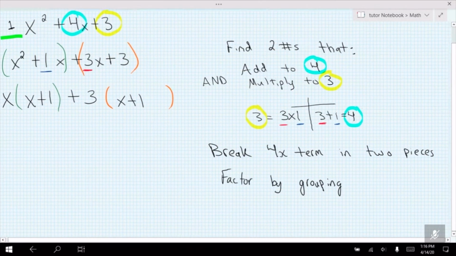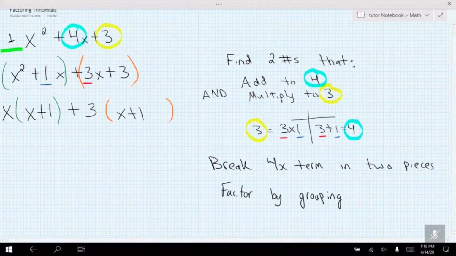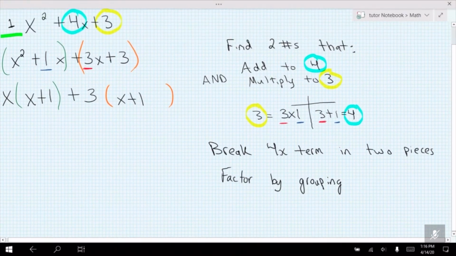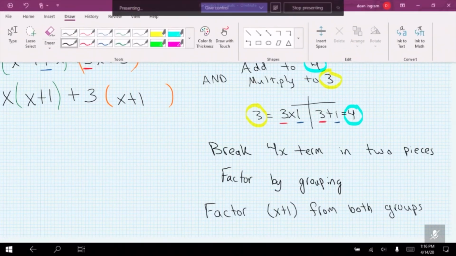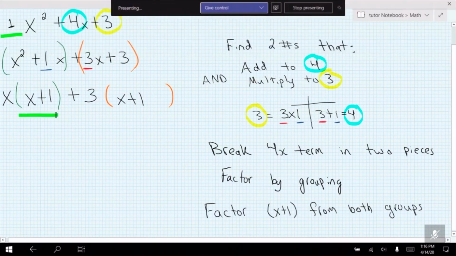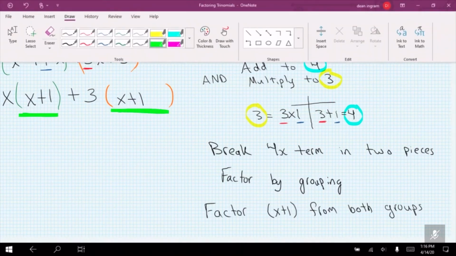Now take a second to look at the expression inside of both the green set of parentheses and the orange set of parentheses. They're both equal to x plus 1. This is what we need to happen in order to continue factoring this expression. If you find that your terms are different inside the parentheses, you may want to go back and check your work. This is because the next step that we're going to do requires us to factor x plus 1 out of both terms.